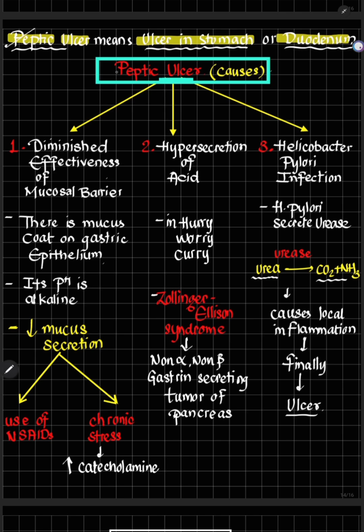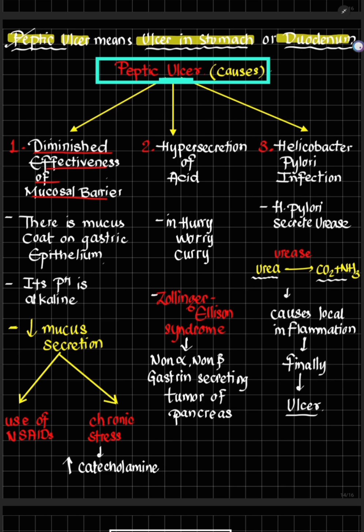So, mainly there are three causes of peptic ulcer. Let's see the causes of peptic ulcer. We have represented it here as a flowchart. There are mainly three causes. First is diminished effectiveness of the mucosal barrier. It means there is epithelium in the stomach of which the effectiveness of the mucosal barrier is decreased.